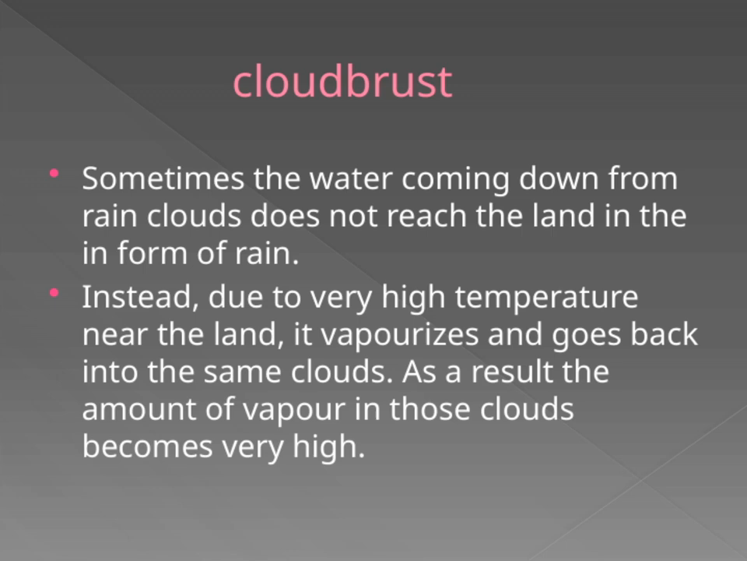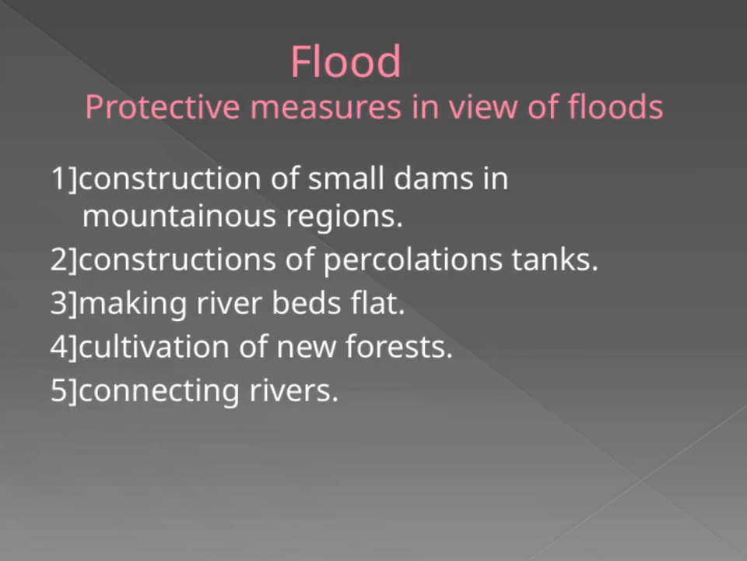This process causes the amount of vapor in those clouds to become very high. It's like a cycle where the water keeps evaporating and recondensing, which can lead to a sudden and intense release of energy, what we call a cloud burst. This is an important part of understanding how weather patterns and rainfall can behave unexpectedly, especially in regions prone to such sudden storms. Now, let's talk about some effective flood protective measures.